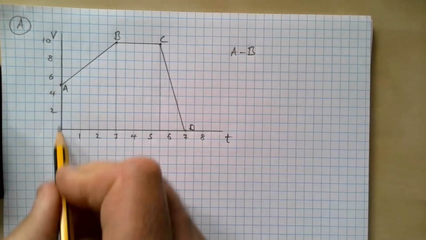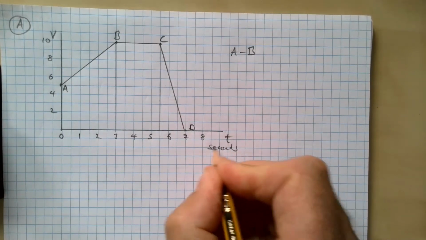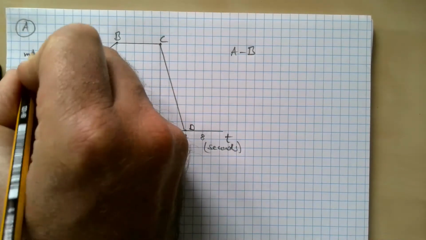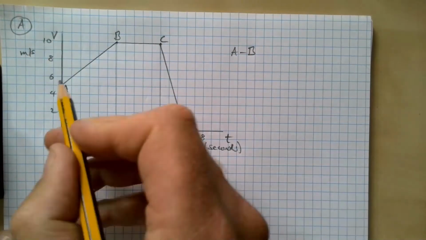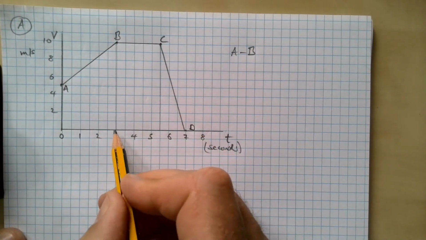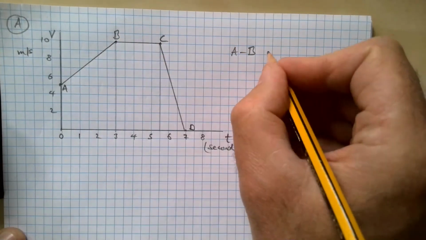it starts here at time is 0. That's of course going to be in seconds. And then it's a velocity time graph, so this is our velocity, so this is going to be meters per second. And it starts at 5 meters per second, and after 3 seconds, it's going at 10 meters per second, so it's getting quicker. And that's a constant acceleration.